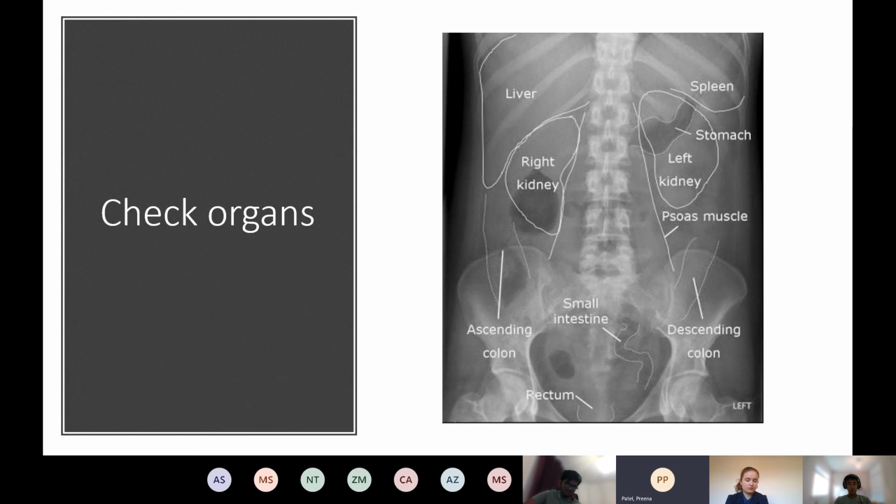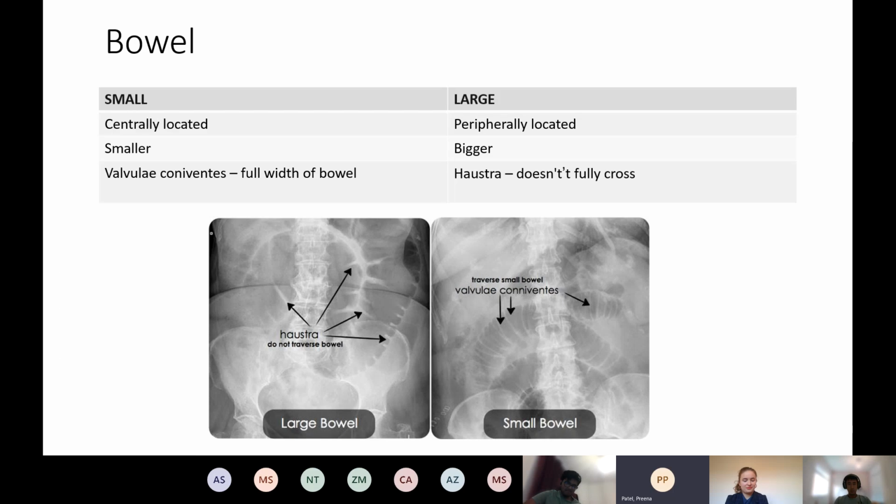When I looked at this, I was like, what's the big stuff that I want you guys to be able to spot? And there's two or three big pathologies that we're going to discuss today. The bowel is the main thing that a lot of people look at when they order an Abdo X-ray. So I've just given that away. Can you guys put in the chat how to tell the difference between small and large bowel? Anything that you think might be helpful?